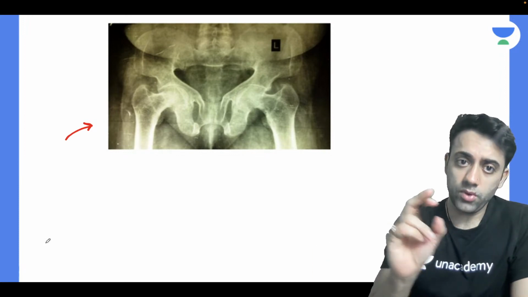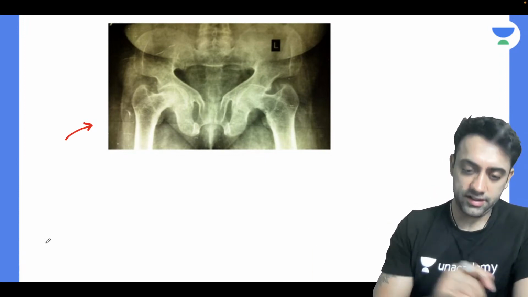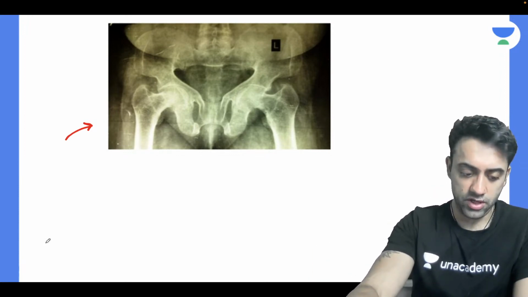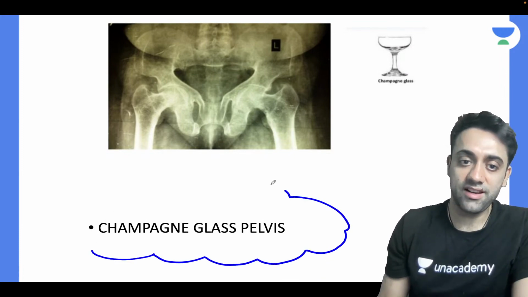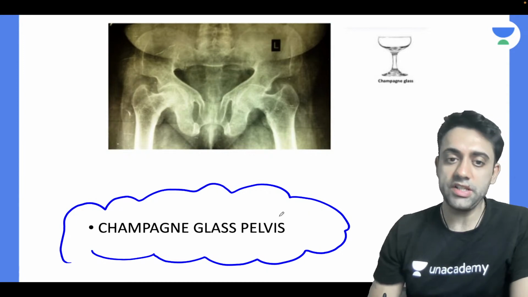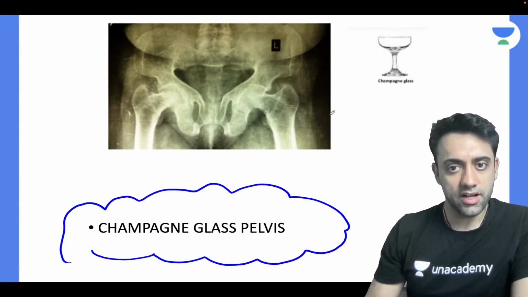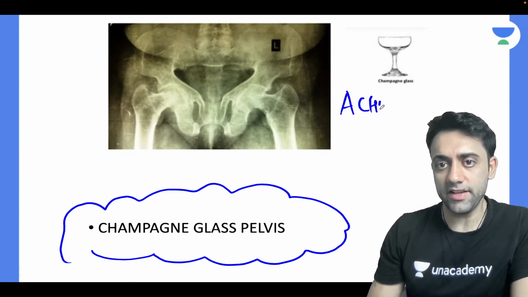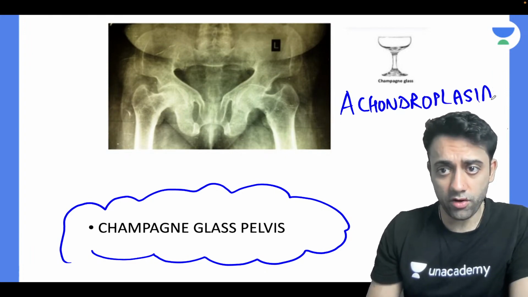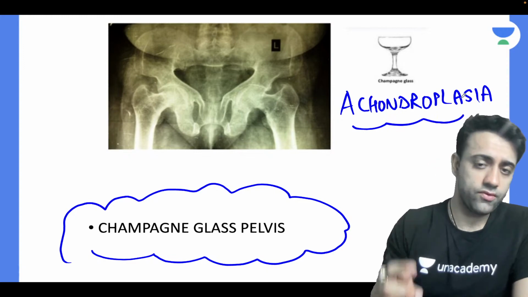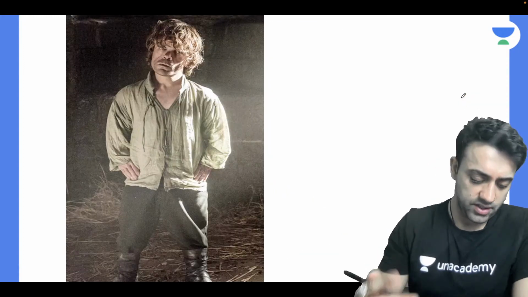So what does this picture show? Anyone? If I give you one more hint, now I think everyone knows about it. Have you heard of champagne glass pelvis? Where do you see champagne glass pelvis? Of course, you see champagne glass pelvis in achondroplasia, very important. So I'll show you one picture of achondroplasia, this one. Can I say that this is a case of achondroplasia?